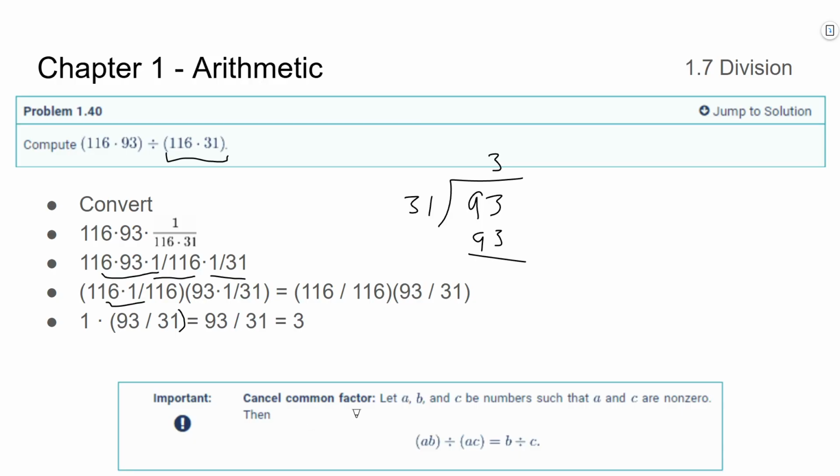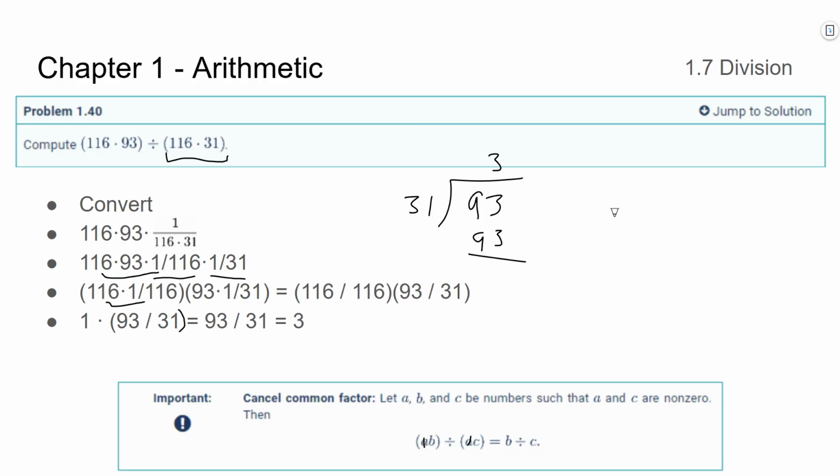So important here, cancel a common factor. Let A, B, and C be numbers such that A and C are non-zero. Then you know that AB divided by AC equals B divided by C. So basically these A's are going to cancel out, and you're going to be left with B divided by C.